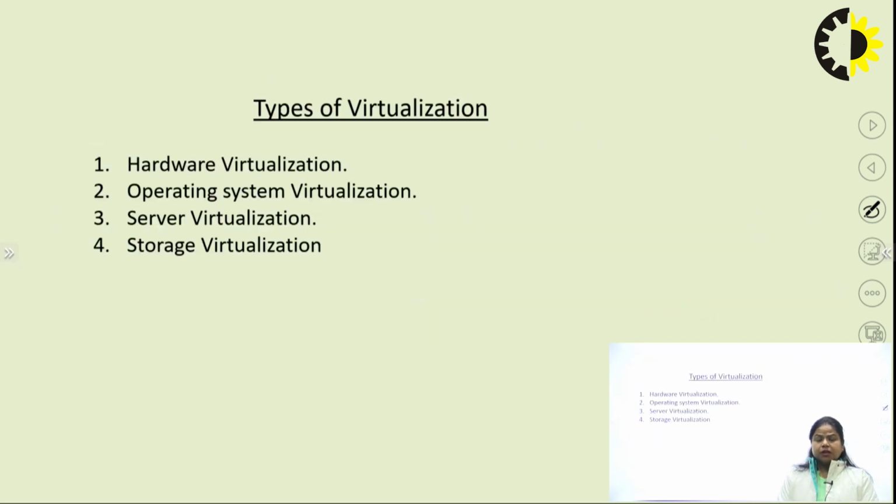Fine. Now we'll start with the types of virtualization. The basic ones are four types, but there are still many more types of virtualization apart from hardware virtualization, operating system virtualization, server, or storage virtualization. Data virtualization also exists, and software virtualization also exists. So we have many types.